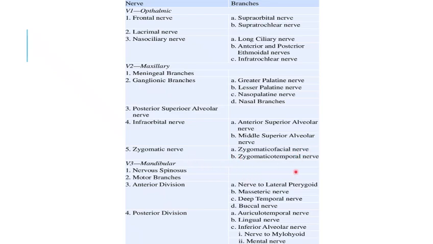Now, the mandibular nerve divides into the nervus spinosus, motor branches, anterior division, and posterior division. Anterior divisions are the nerve to lateral pterygoid, masseteric nerve, deep temporal nerve, and buccal nerve. And posterior divisions are the auriculotemporal nerve, lingual nerve, and inferior alveolar nerve, which gives a branch to the nerve to mylohyoid, and the mental nerve.